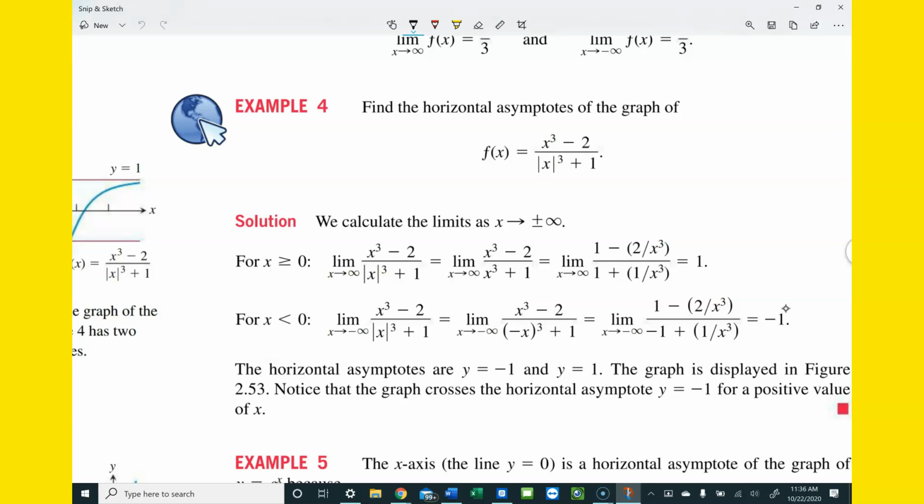So for x greater than or equal to 0, the absolute value of x cubed is going to be the same thing as x cubed. So we can just remove the absolute value and do it like this, and then divide each one of these by x cubed.